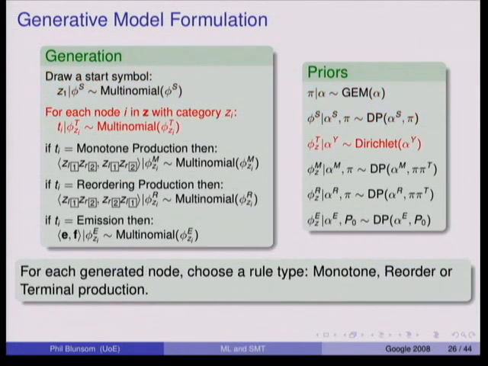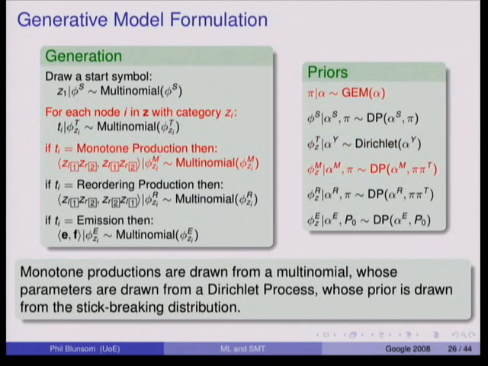Okay. So once we have a start symbol, we then need to draw a type of our rule. So again, I said we had three types of rules: monotone, reordering, and emission. So the first thing we need to draw is a type. The type is somewhat simpler. Its prior distribution is just a finite Dirichlet distribution, because we only have three types. There's no infinite things going on here. So we draw our type from a sparse distribution over those three types.